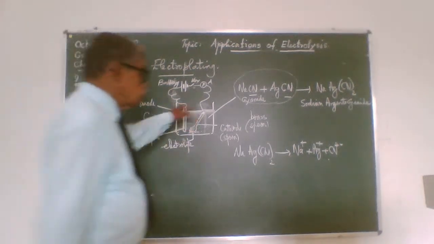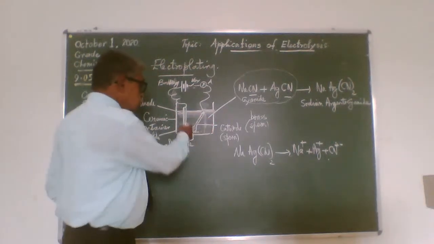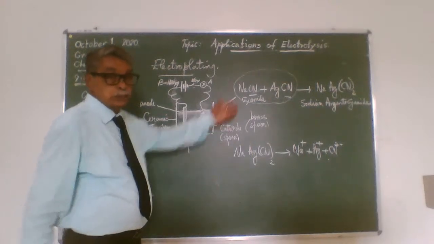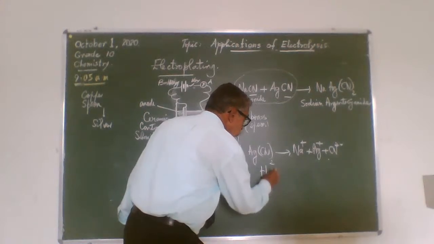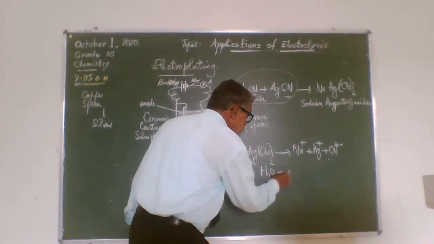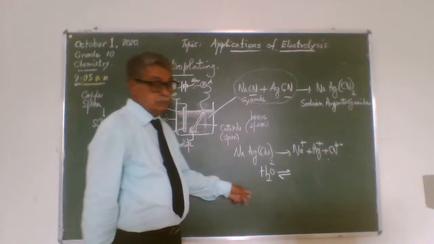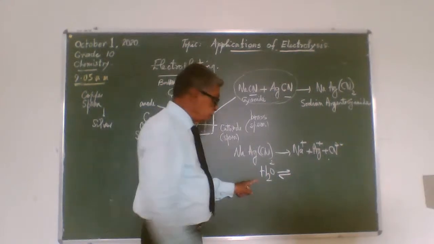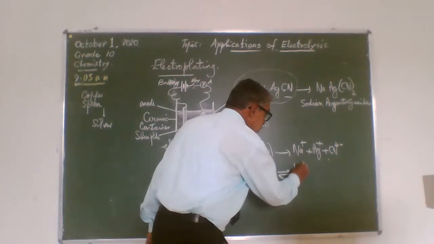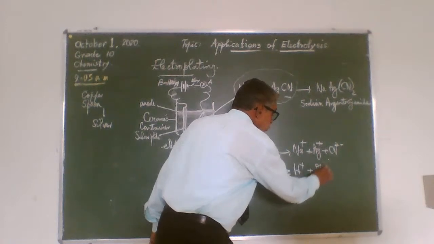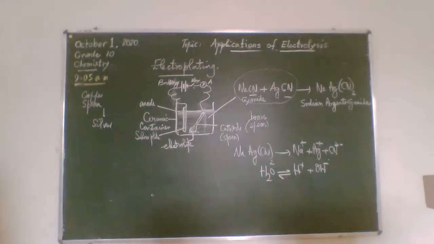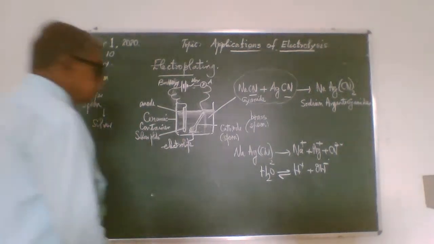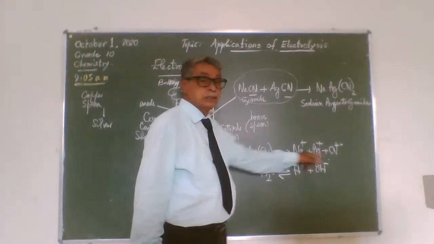Now this is dissolved in water, otherwise you would have two solid substances. So water is also there. Water, with the reversible arrow, will give H+ and OH-. You get it? H+ and OH- from water, and NaAg(CN)2 gives Na+, Ag+ and CN-.